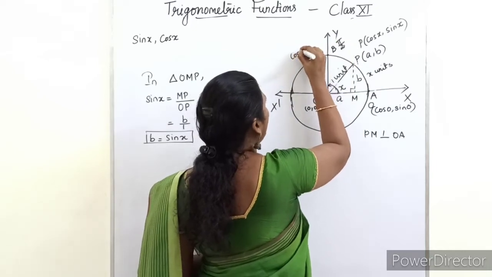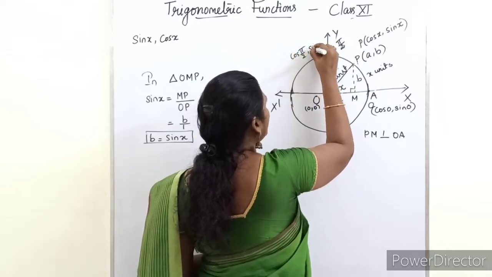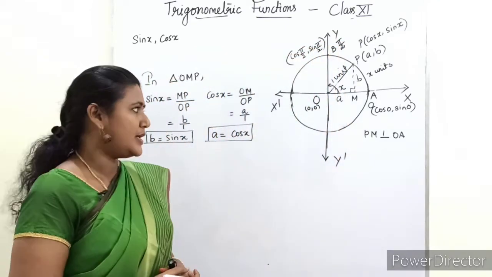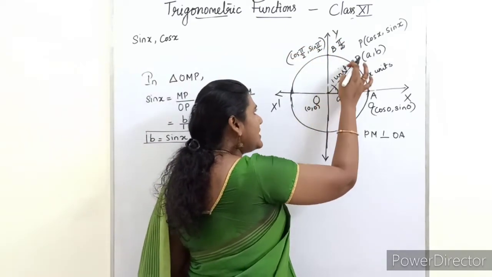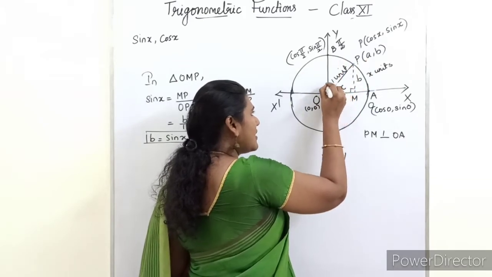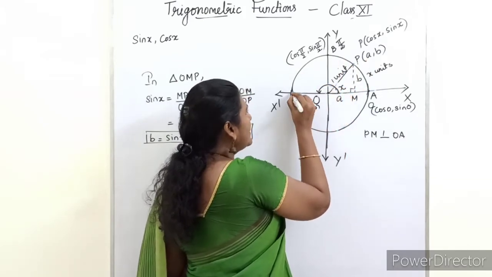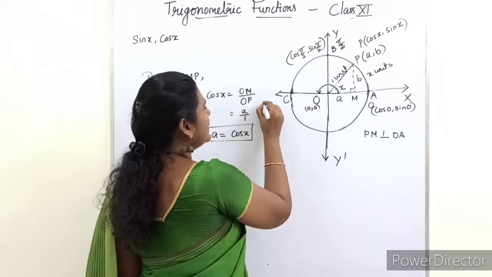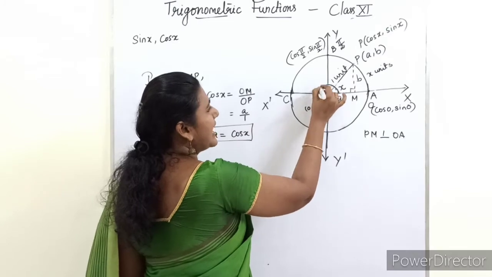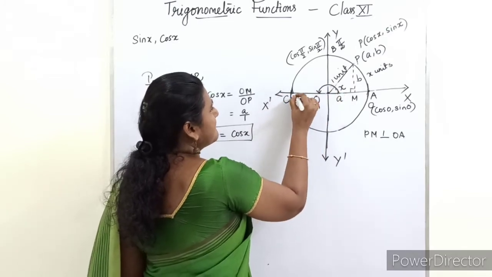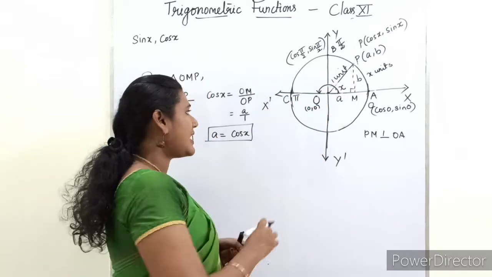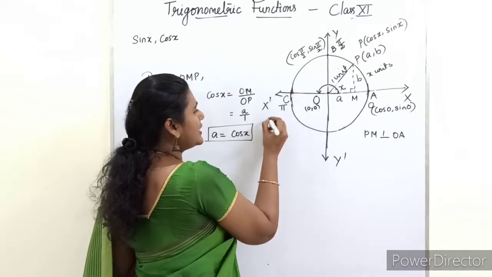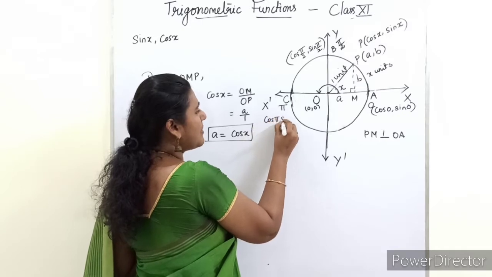Cos pi by 2 comma sin pi by 2. So you will get the coordinate of B as cos pi by 2 comma sin pi by 2. Again, if this point P moves and coincides with this point, which I am denoting by C, what is this angle? This is pi. 180 degree we can write in radian measure as pi radian. In this case, the coordinate of C will be cos pi comma sin pi.